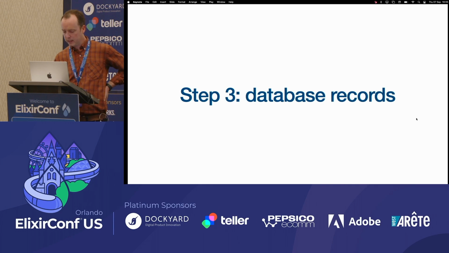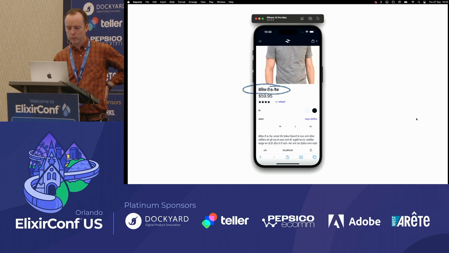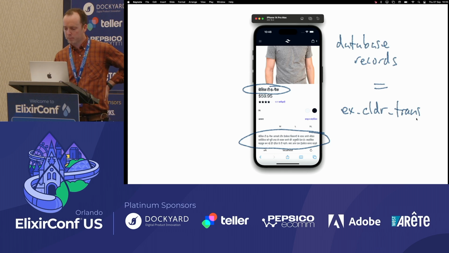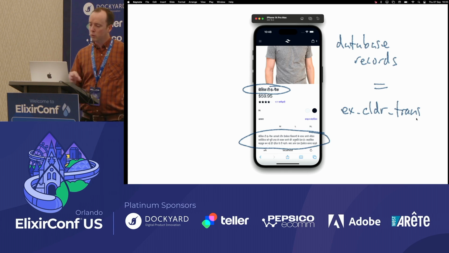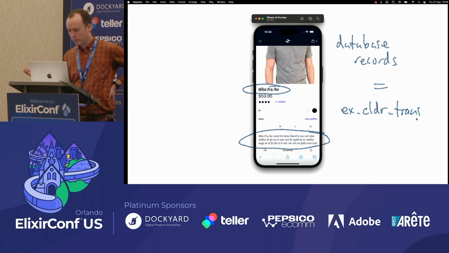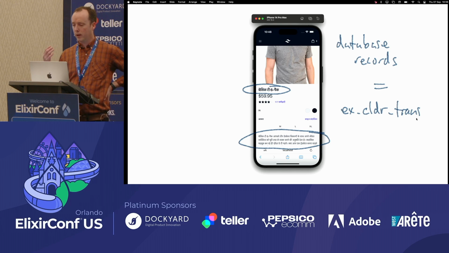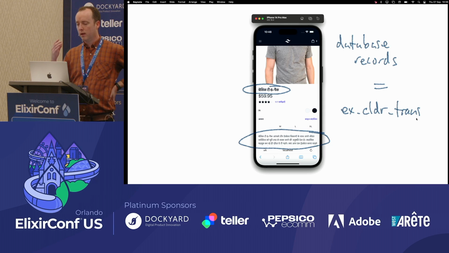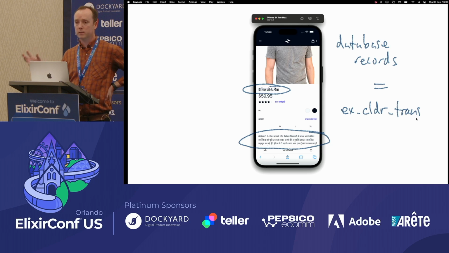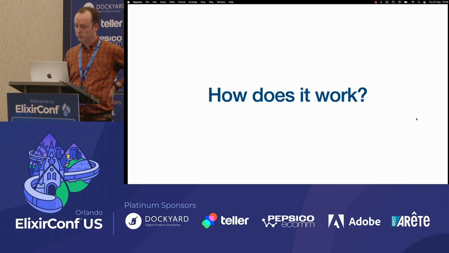And then step 3 is database records. So here it would be the title and the description. And for that, there's a package called XCLDR trans, based on an older package just called trans, that will let you translate these records on the database itself in a JSON field, but a structured JSON field, so that you can also query that JSON field efficiently. And that's fantastically useful. So how does it all work?